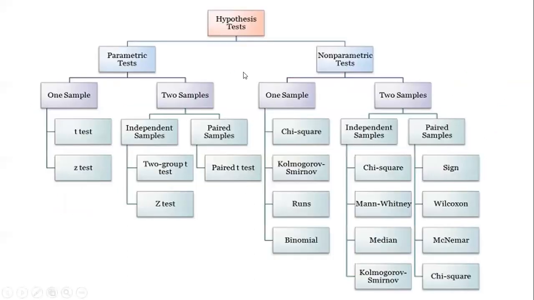Now here's a diagram with a list of hypothesis tests that are commonly used. You have the parametric and the non-parametric tests, the one sample and the two samples. In this presentation, we are going to make an example with two samples chi-square tests. Two samples, independent samples, chi-square.